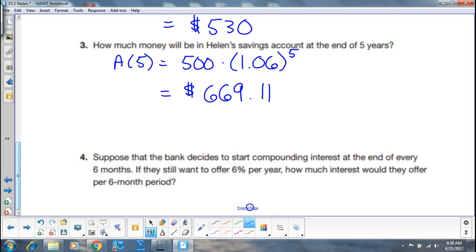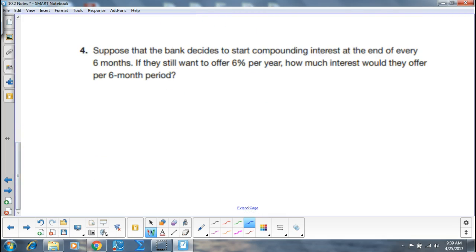Question number 4 says, suppose that the bank decides to start compounding interest at the end of every 6 months. So at the end of June, they compound the interest, and at the end of December, they again compound the interest. If they still want to offer 6% per year, how much interest would they then offer over the 6-month period? 3%? Because there are 2 6-month periods in the year.